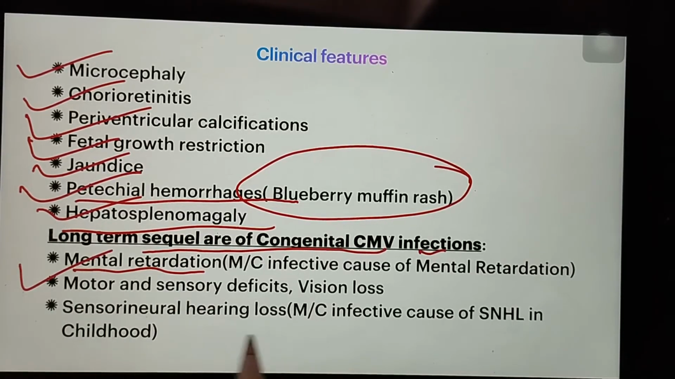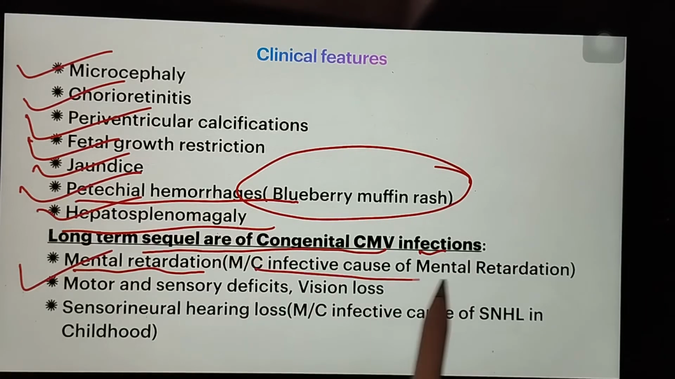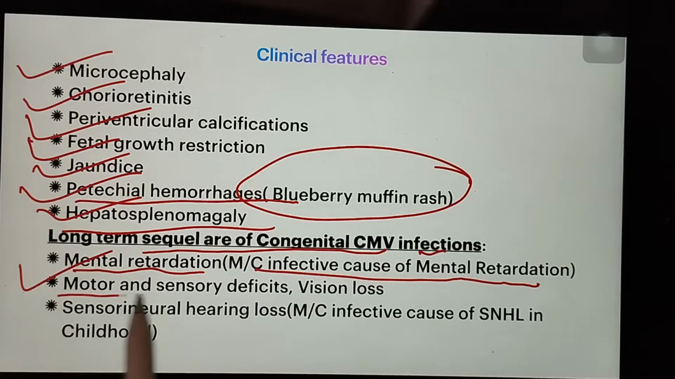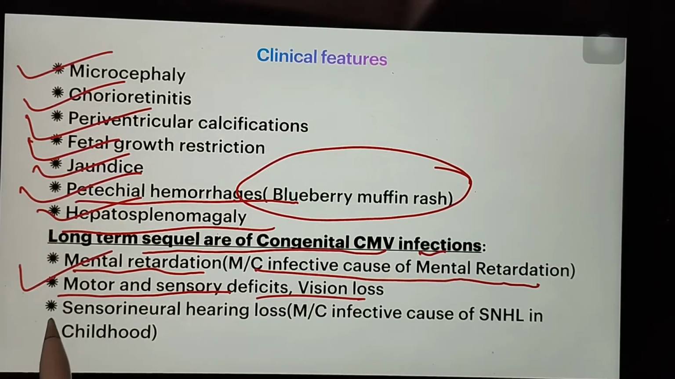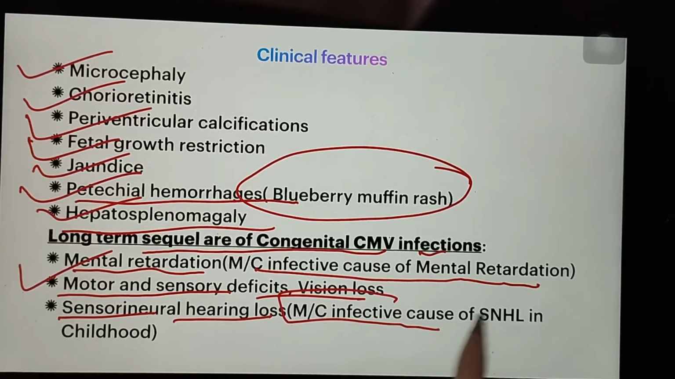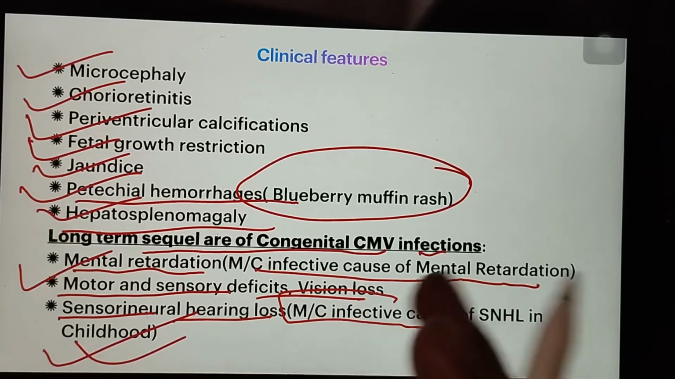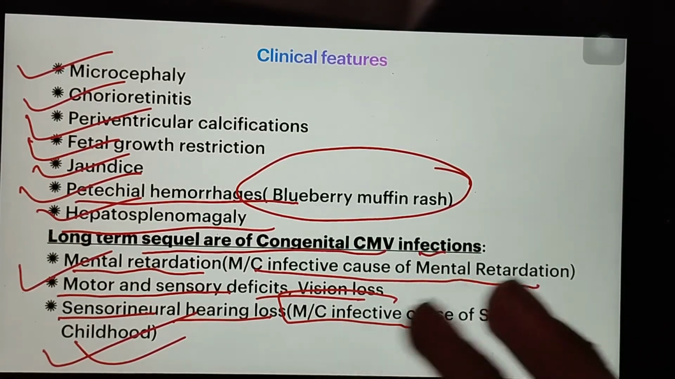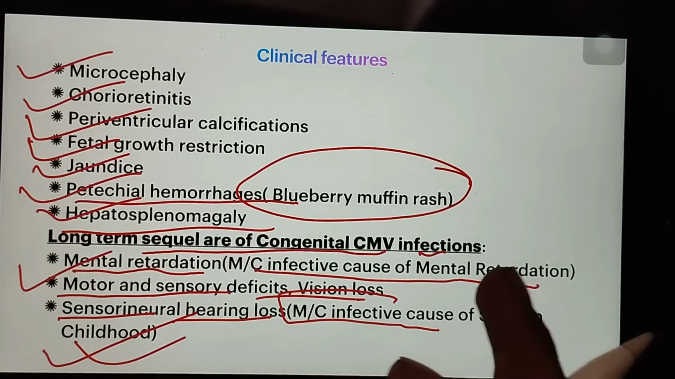It is the most common infective cause of mental retardation in children. Also there are motor and sensory deficits, vision loss, and sensorineural hearing loss. CMV infection, cytomegalovirus infection, is also the most common infective cause of sensorineural hearing loss in childhood.